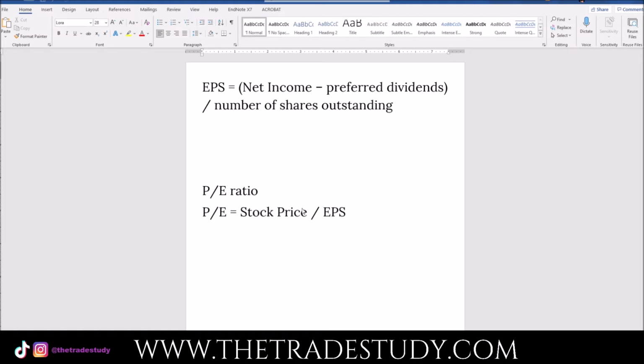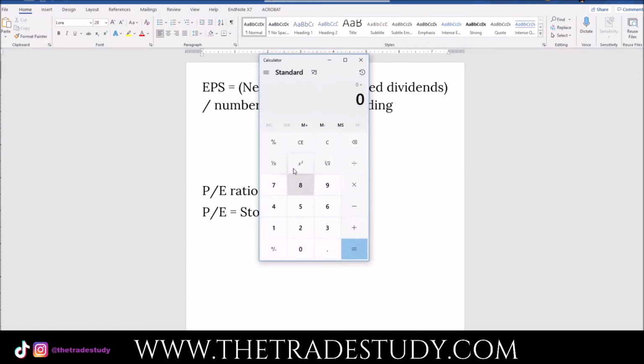Now, let's use the EPS that we calculated before, right? We had 2.13, and let's say the stock is trading at a share price of 240. All right, so 240 divided by the EPS, 2.13. That was our EPS that we got before. It's going to come out to a PE ratio of 112.67.